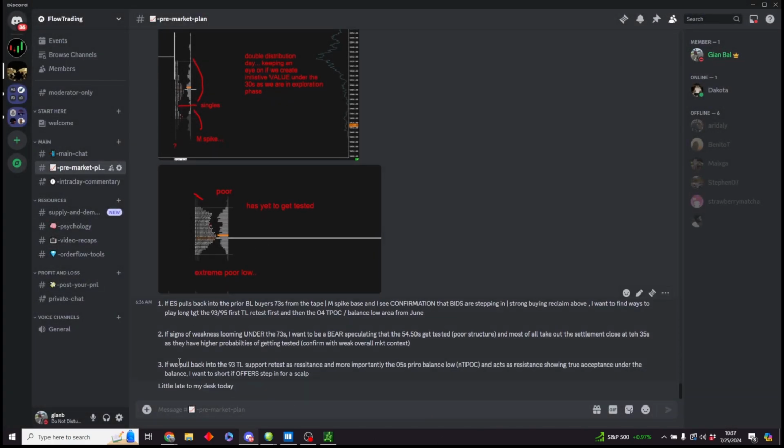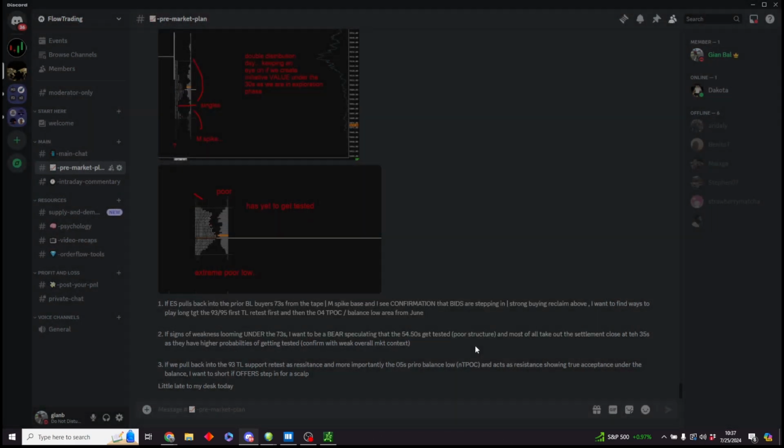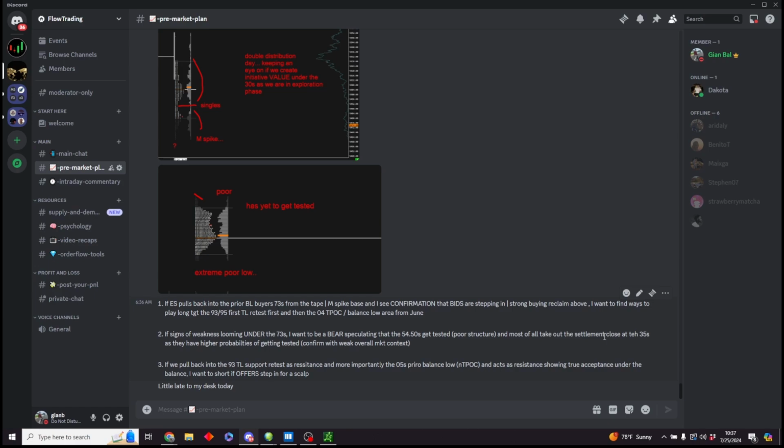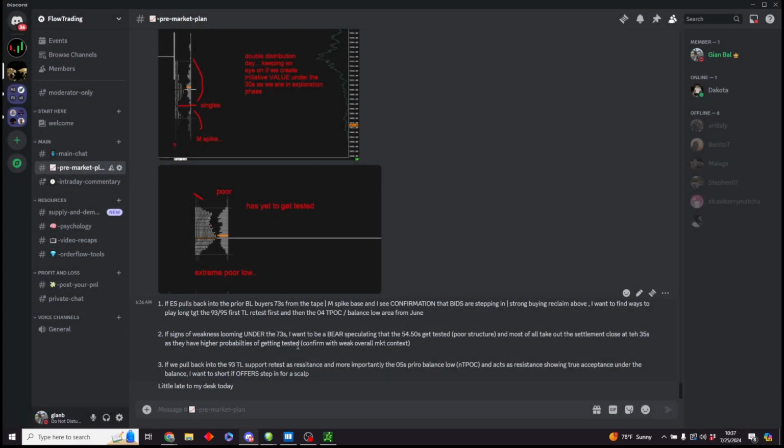So in scenario number 2, I said if signs of weakness loom under the 7.3s, I want to be a bear, speculating that the 5,450s get tested, which is poor structure. You can see here it has yet to be tested. It's a roll gap. And most of all, I'll take out the settlement close at 3 5s, as they have higher probabilities of getting tested. I wanted to confirm that with the weak overall market, which I had across the board.